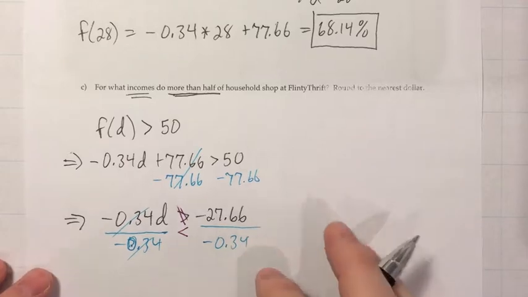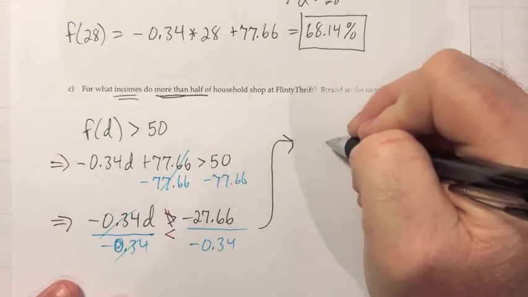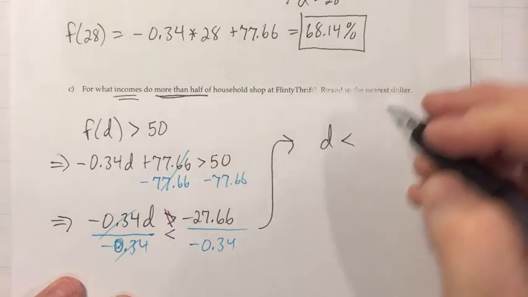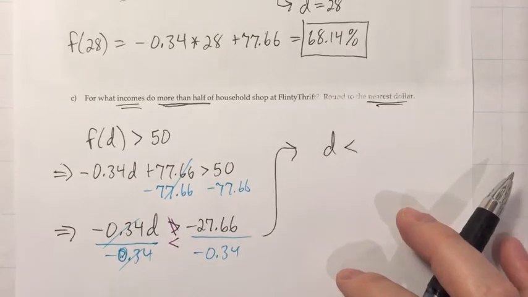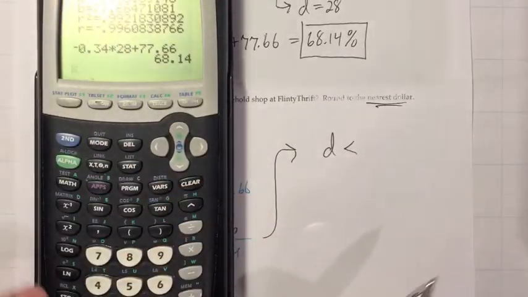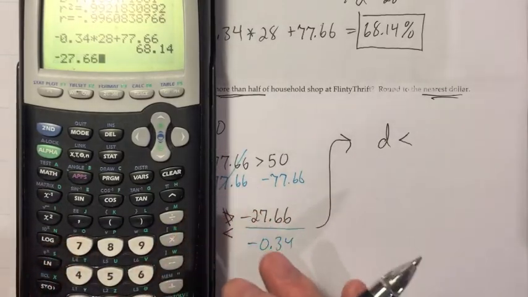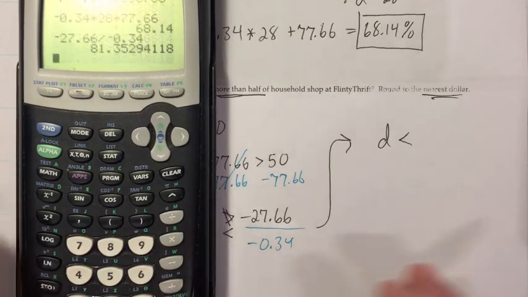So now when we simplify, we have d by itself. Our inequality is now a less than because of that switch. And then we'd want to just take that and round it to the nearest dollar, which they asked us to do. So let's see, what's our division there? Negative 27.66 divided by negative 0.34.